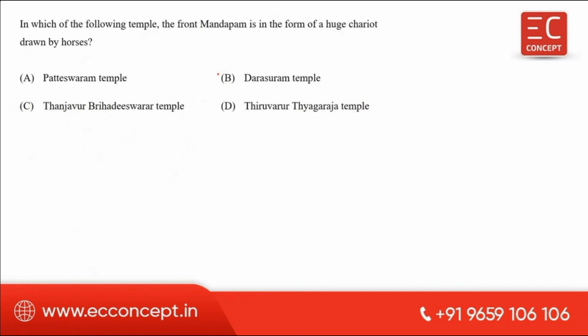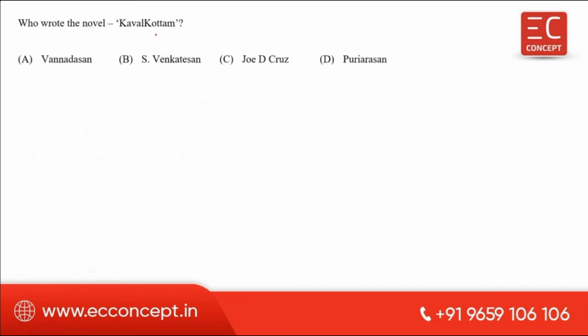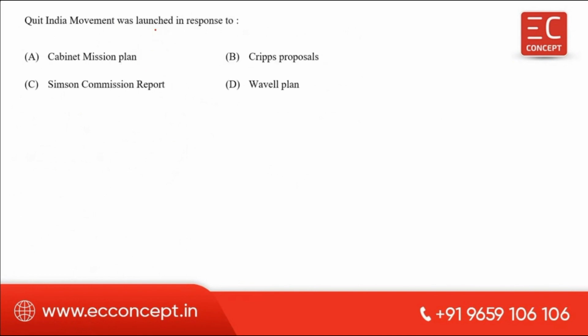Next question is a very simple question. In which of the following temples is the front mandapa in the form of a huge chariot drawn by horses? This is the Darasuram temple. Such kind of question solving is somewhat difficult because we need to know so many factual data. Who wrote the novel Kavalkottam? That is Venkatesan. Quit India Movement is a very simple question. Everyone knows the Quit India Movement was launched in response to the Cripps proposal. So this is the answer.